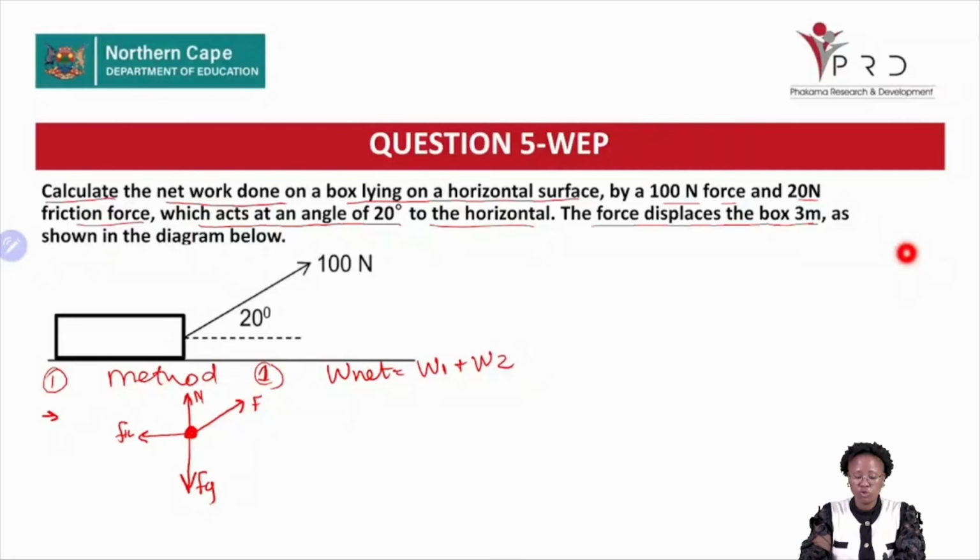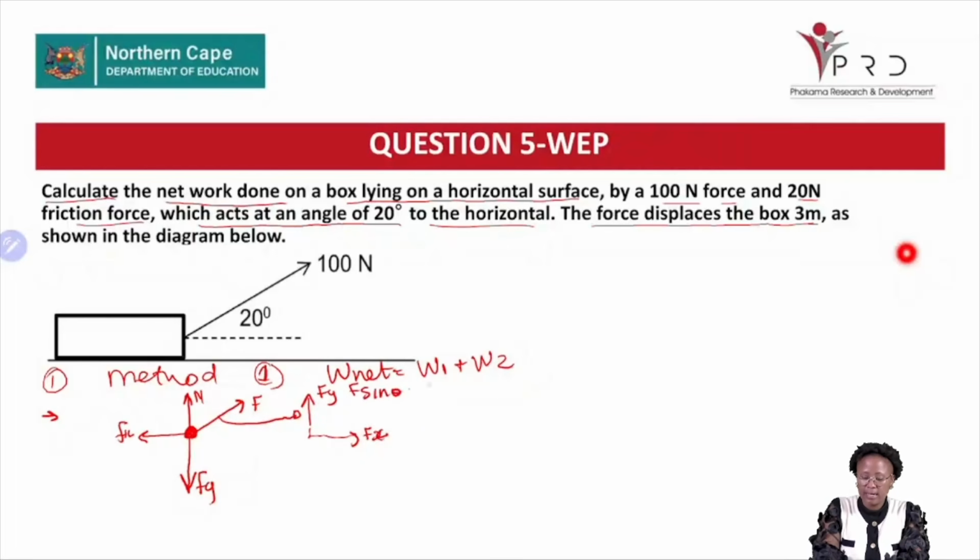Then the next thing you are going to do is break down F into components because you are doing the calculations. Remember, you only break down F into components when you are doing the calculations. So my F is acting at an angle. If I break it down, it will give me 2 components, Fy as well as Fx. Now my Fy is F sin θ, and my Fx is F cos θ.